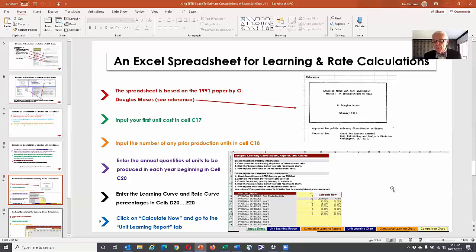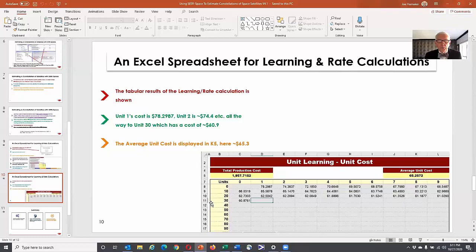And there's a number of tabs that you can see at the bottom of the spreadsheet. We're only going to look at the first one here today, the Unit Learning Report, since the rest of them are redundant to that, graphics and so forth. So the tabular results of the learning rate calculation are shown here in the unit learning table. The first unit cost, or Unit 1's cost, is $78.2987 units of money. Remember, I entered 100 as our theoretical first unit. So unit number 1, taking into account both learning and rate, is 78.2987. You see that in cell D8.